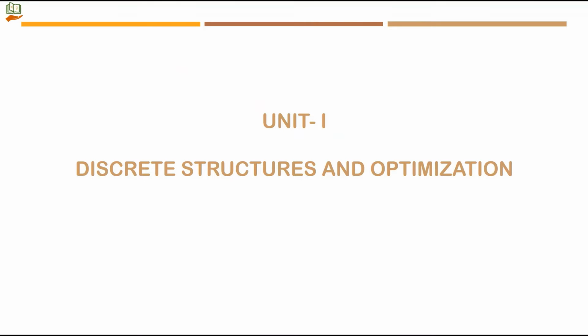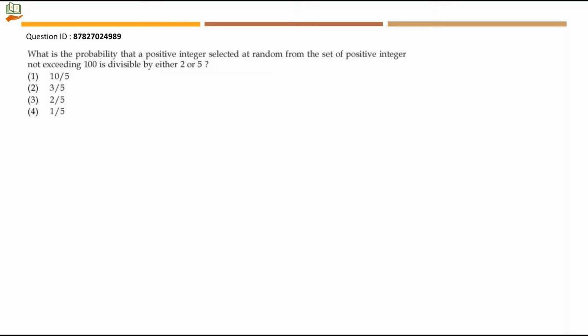Let's start with Unit 1, Discrete Structures and Optimization. What is the probability that a positive integer selected at random from the set of positive integers not exceeding 100 is divisible by either 2 or 5?